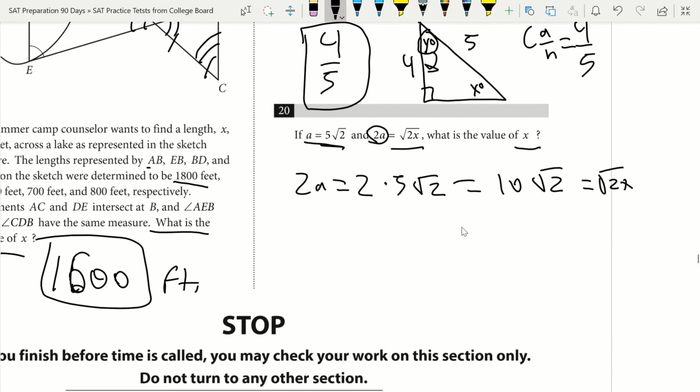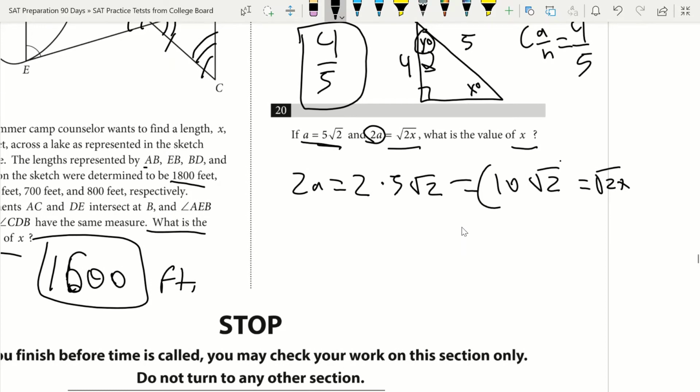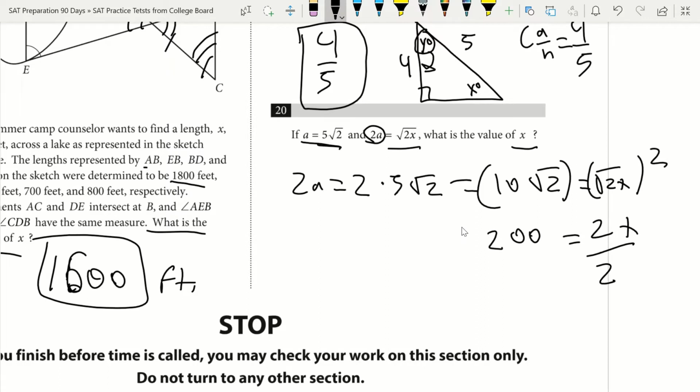So now at this point, I can just go ahead and square each side. I get 2x is going to equal 10 squared, that's 100, times this root 2 squared, that gets rid of my square root. Now I have 2 times 100, that's going to give me 200. I divide each side by 2, and I see that x will equal 100. So my answer there is going to be 100.